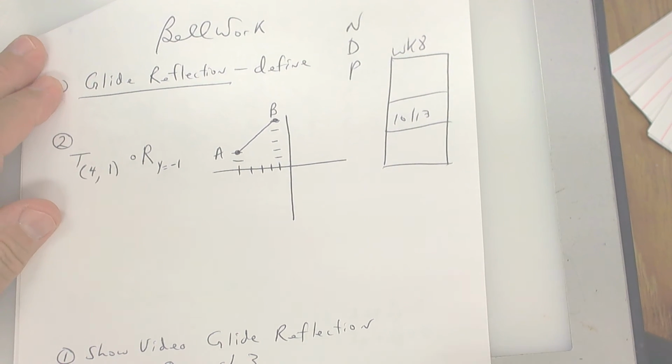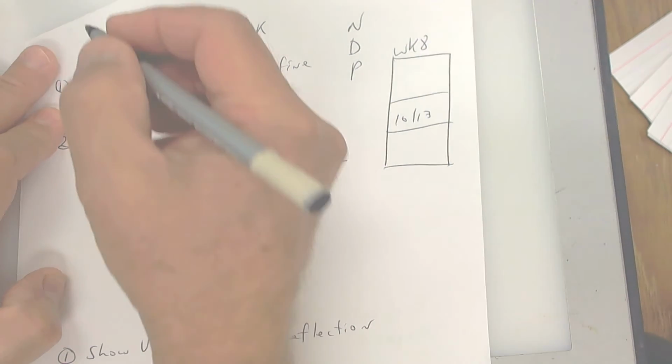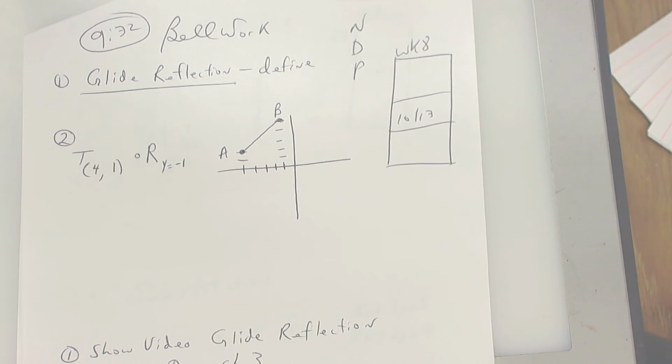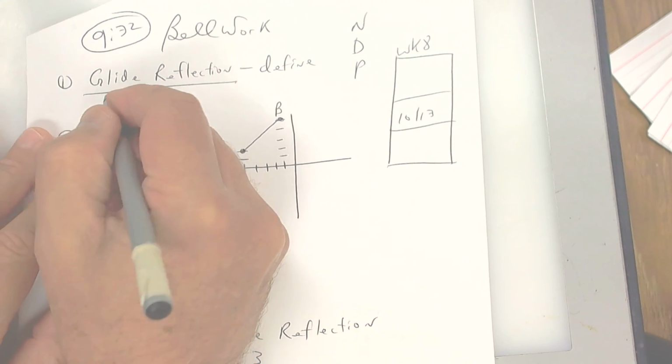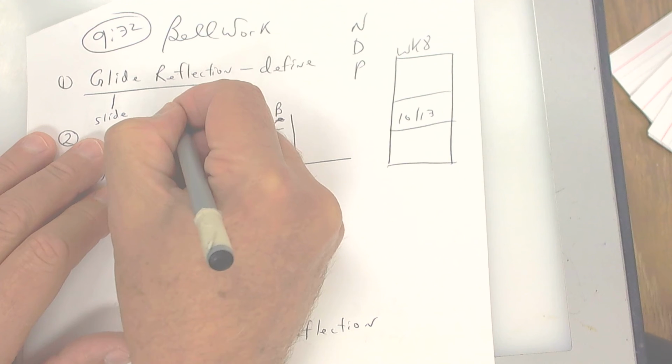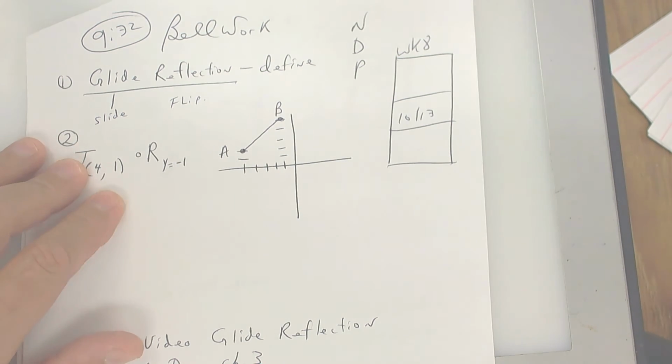Let's turn our attention now to geometry. Geometry is going to be about 9:32. Write that there for some of you to know where to go. Okay? So a glide reflection. What is a glide reflection? A glide reflection is a slide, so it's a translation, and it's a flip. Okay, so let's take a look.